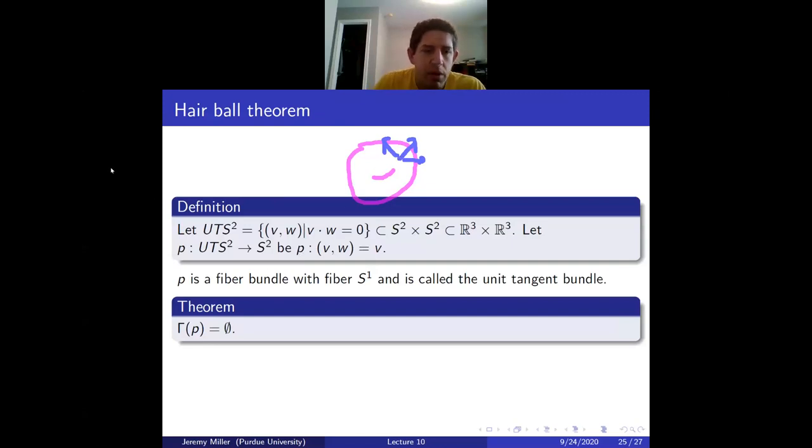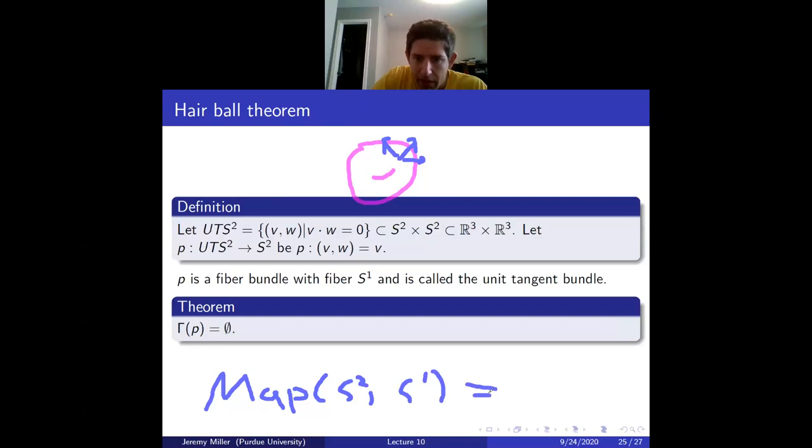And the Hairy Ball theorem, which I don't know if Ralph covered, but often as a 572 topic, says that this bundle has no sections, so the section space is empty. Definitely maps from S2 into S1 is not the empty set, easy to just take a constant map, for example. So in particular, this bundle can't be trivial because it has no sections, but the trivial bundle does have sections.